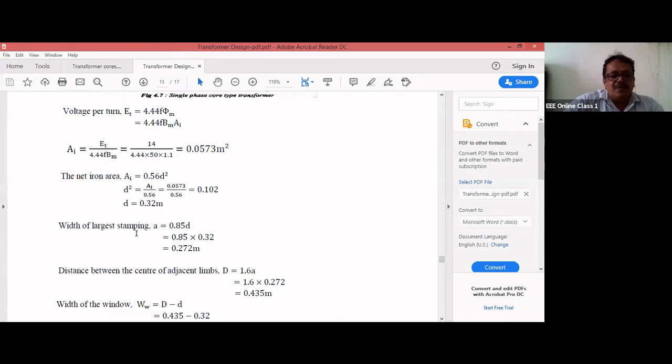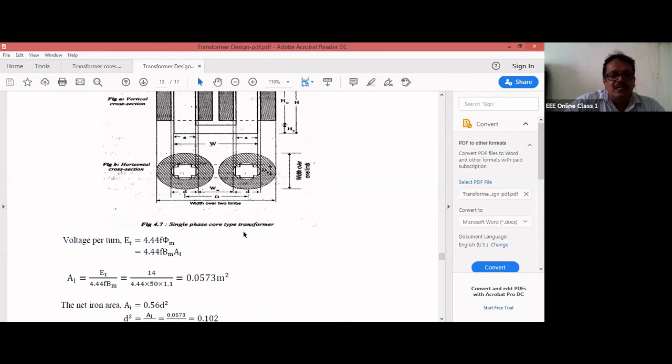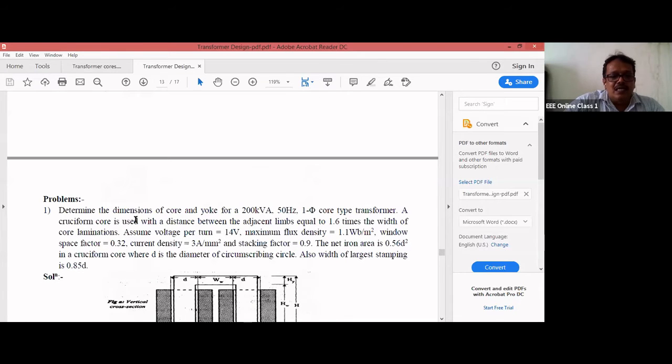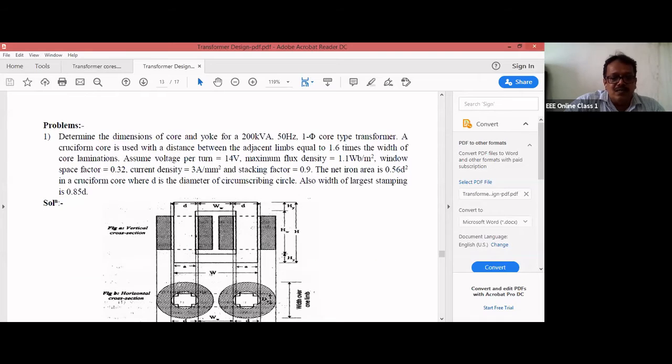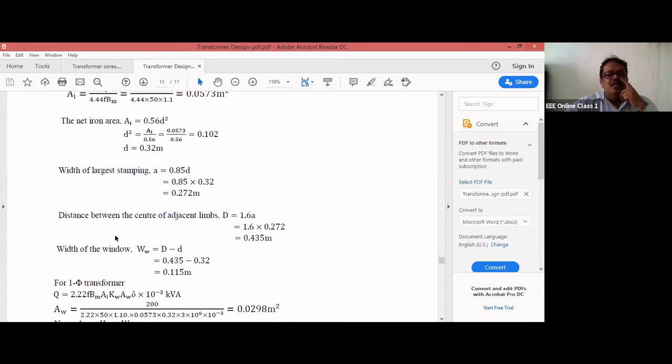Now, the width of the largest stamping, A, is equal to 0.85 d. Substituting for d, the width of the largest stamping is equal to 0.272 meter. This is nothing but the dimension of the core. This is the width and that is the height; both will be the same.